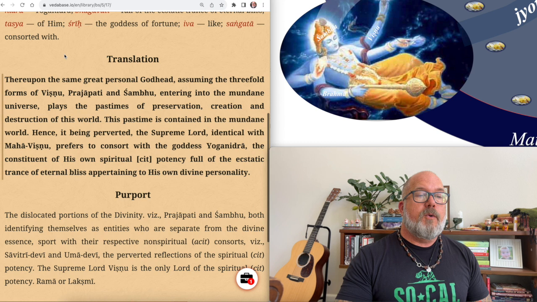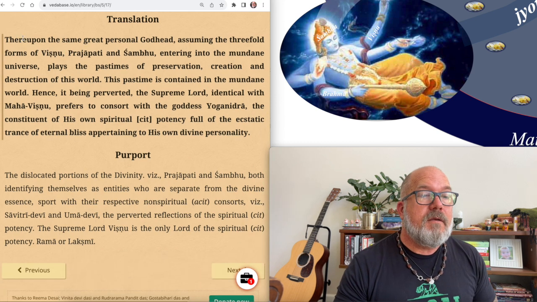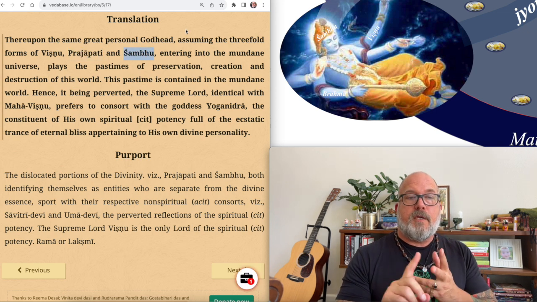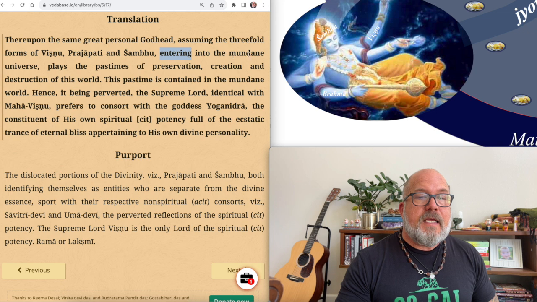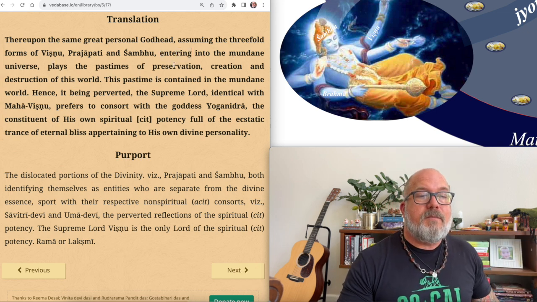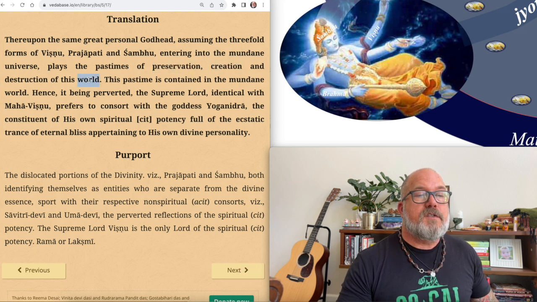It's pretty straightforward, so we're just going to read the translation. Thereupon, the same great personal Godhead, assuming the threefold forms of Vishnu, Prajapati, and Shambhu, Vishnu, Brahma, and Shiva, entering into the mundane universe, plays the pastimes of preservation, creation, and destruction of this world.